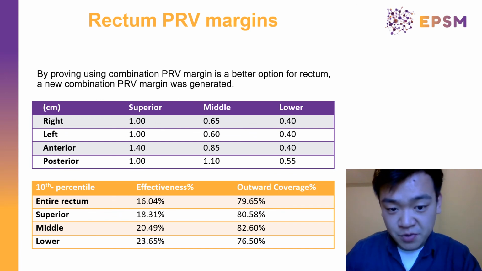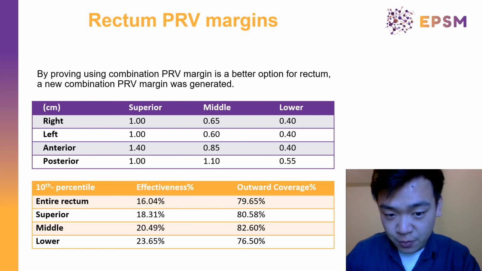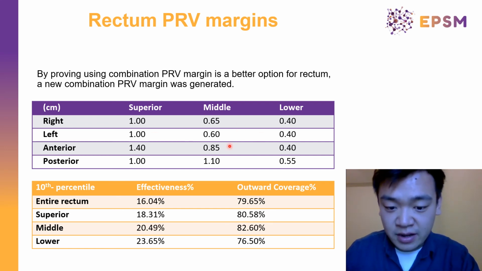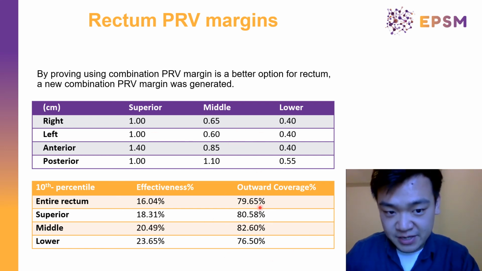This proves that using the combination PRV margin is a better option for the rectum. A new combination PRV margin was generated, and the size is shown over here, and it passed our validation process.